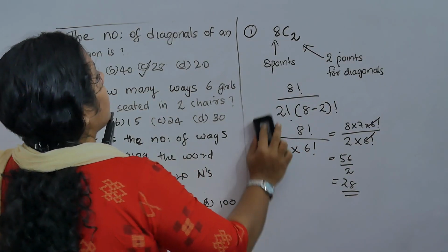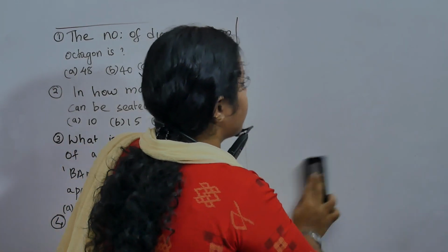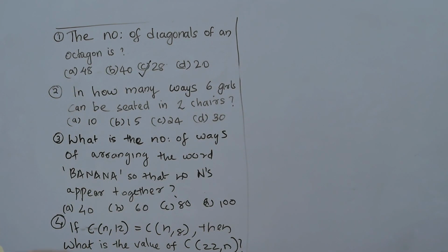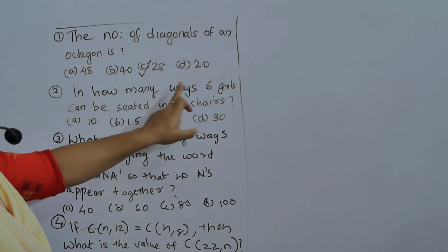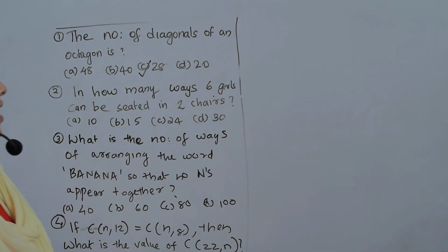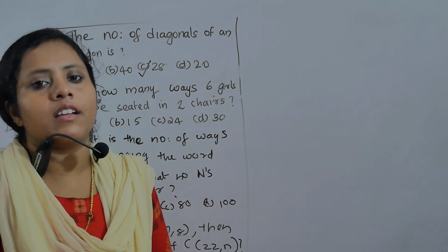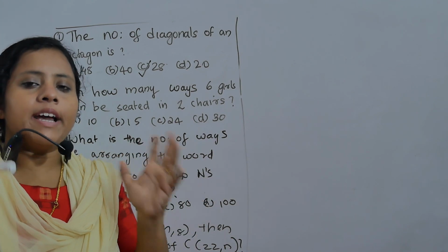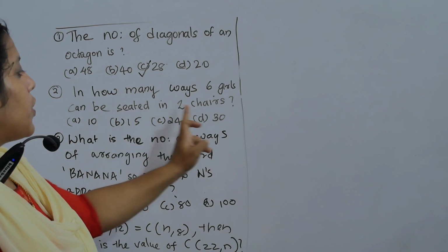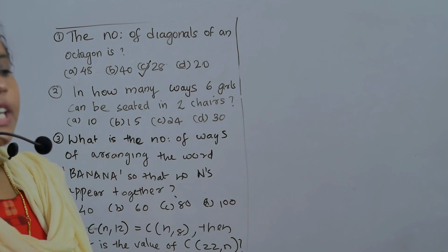Now we'll see the next question. Second question: in how many ways can 6 girls be seated in 2 chairs? This is simple. No need to go to nCr or nPr, you can just do it by common sense. 6 girls are there and they have to be seated in 2 chairs. In how many ways can we do that?